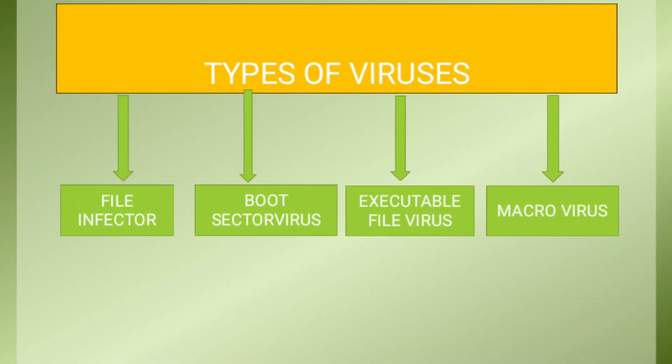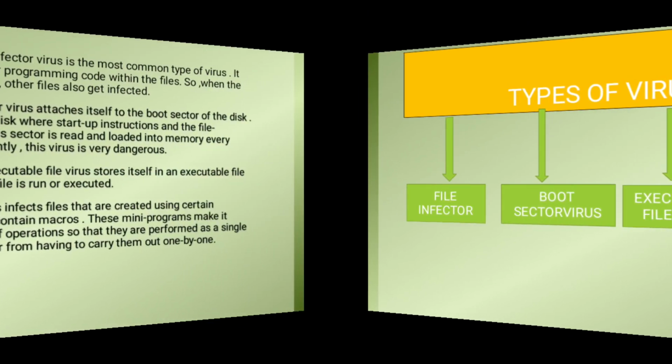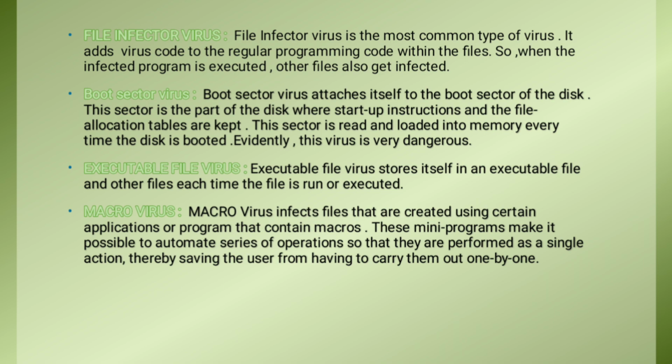Types of viruses: file infector, boot sector virus, executable file virus and macro virus. Now let's go one by one. File infector virus is the most common type of virus. It adds virus code to regular programming code within the files. So when the infected program is executed, other files also get infected.